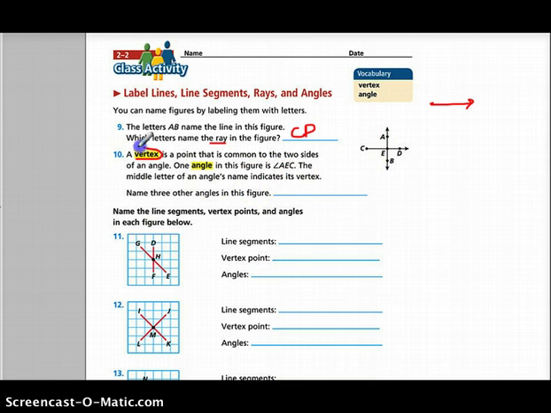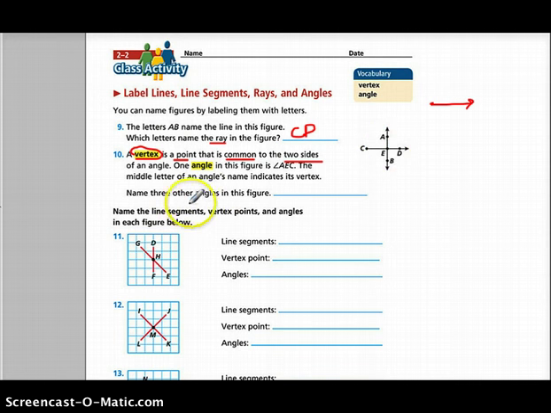Okay, a vertex is a point that is common to the 2 sides of an angle. One angle in this figure is angle AEC. Notice that when you name an angle, you draw an angle symbol. The middle letter of an angle's name indicates its vertex. So if we say angle AEC, E would be the vertex.